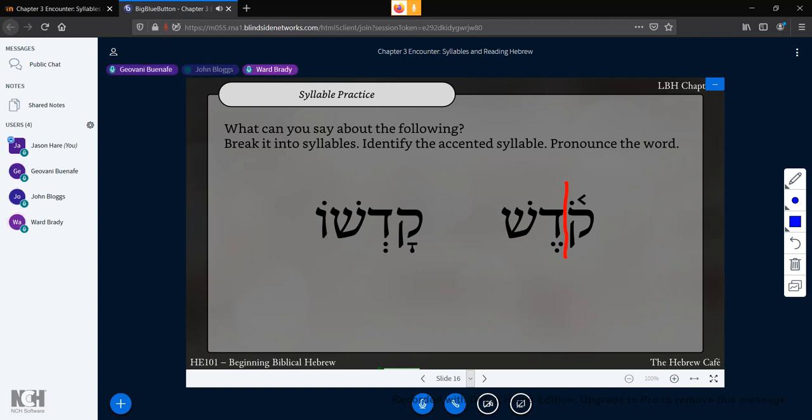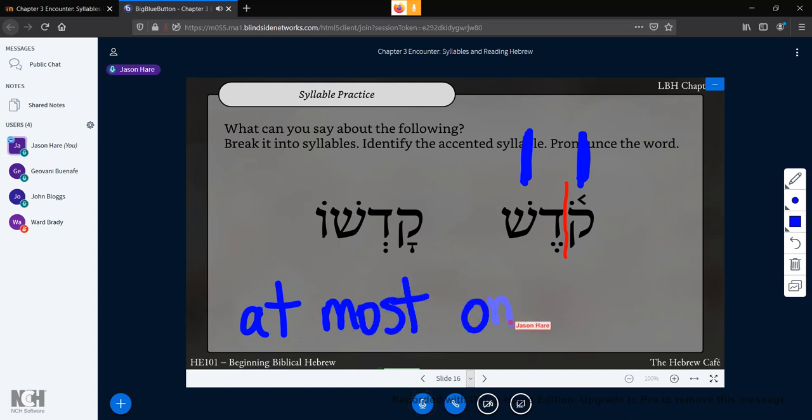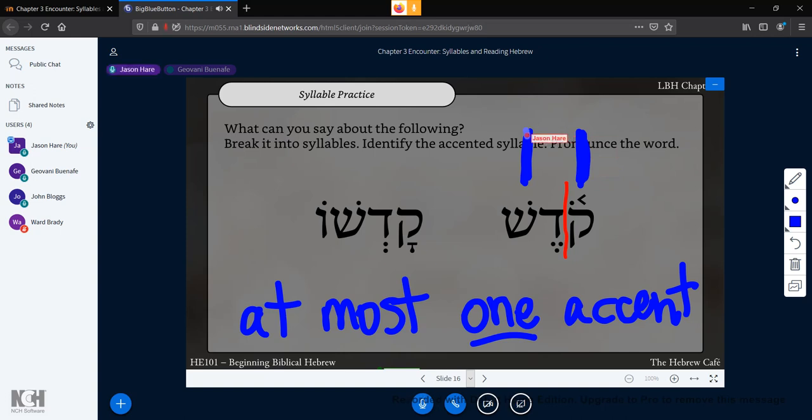It's relevant because if this one's accented, what about this one? Every word will have at most one accent, one stressed syllable. So if it's accented here, then it can't be accented here. It must be unaccented, right? And we have a rule about unaccented syllables.